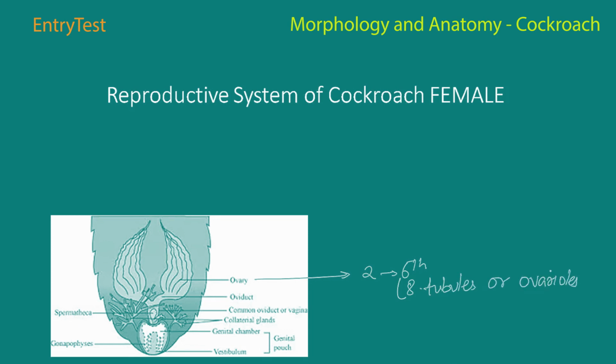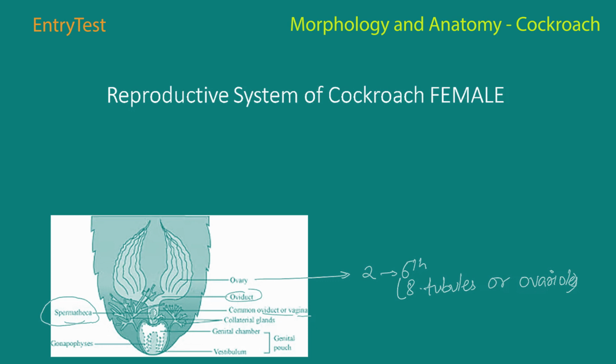And each ovariole contains a chain of developing ova, and the oviducts of each ovary, they unite into a single oviduct, which you can see over here, also known as the vagina, which is the common oviduct. That opens into the genital chamber, and then there is a pair of spermatheca that is present in the sixth segment that also opens up into the genital chamber. So this over here, you can see the spermatheca.